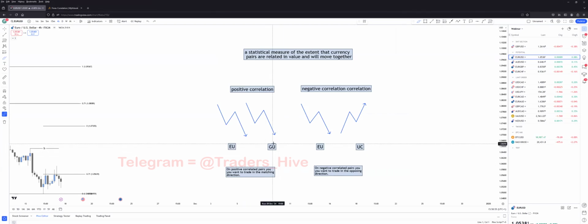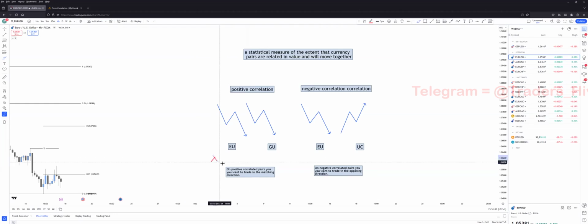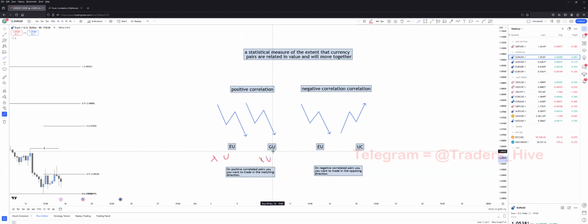Here's the first example. These two pairs have one thing in common. What is the common thing in both of these pairs? The US dollar. So this Euro US dollar is XXX US dollar. This GBP US dollar is XXX US dollar. So there's one thing in common in both of these pairs, which is the US dollar. So the US dollar is the dominant currency in both of these pairs.